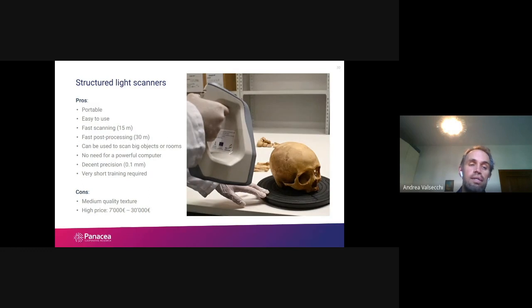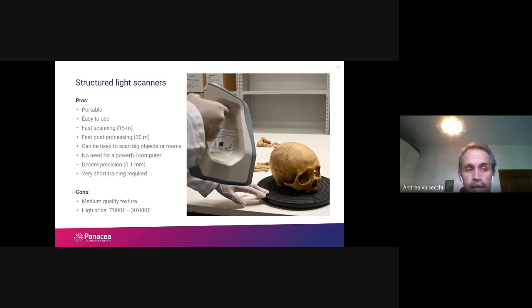You can scan objects that have different sizes. For instance, the same scanner could be used for a skull and for a car. You don't need an especially powerful computer. The precision you get is decent, 1/10 of a millimeter, which in this context is not very precise, but it's enough for a lot of applications. And another advantage is that you don't need so much training. Usually, after an afternoon trying to scan, you get the hang of it.